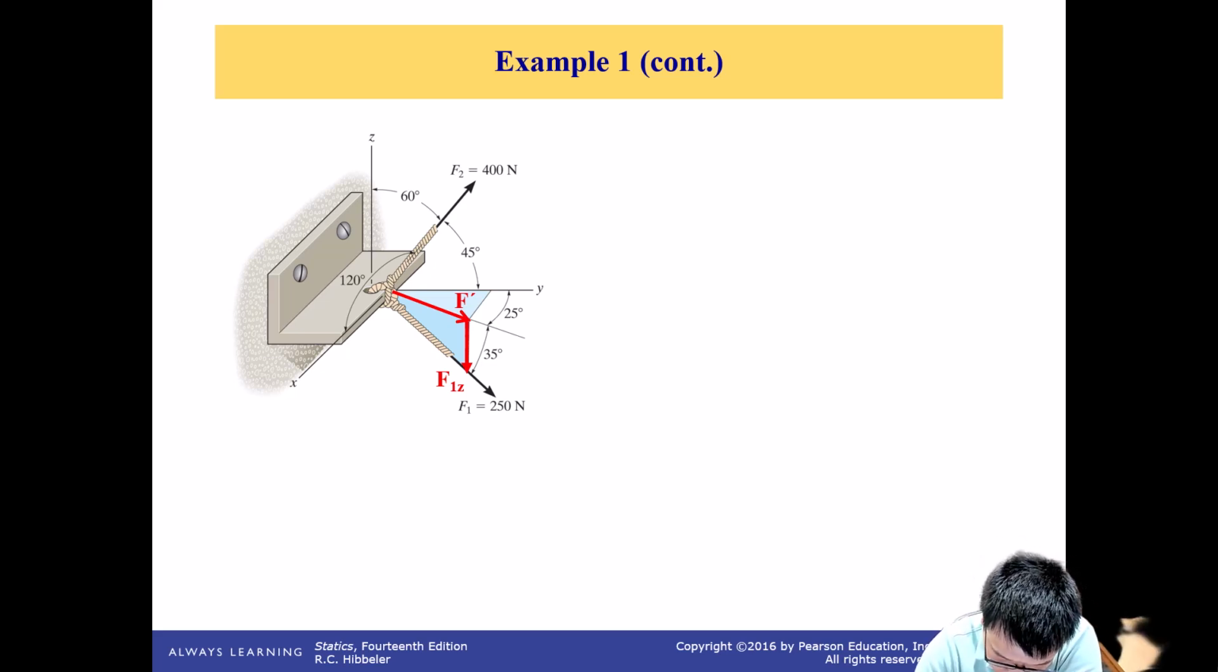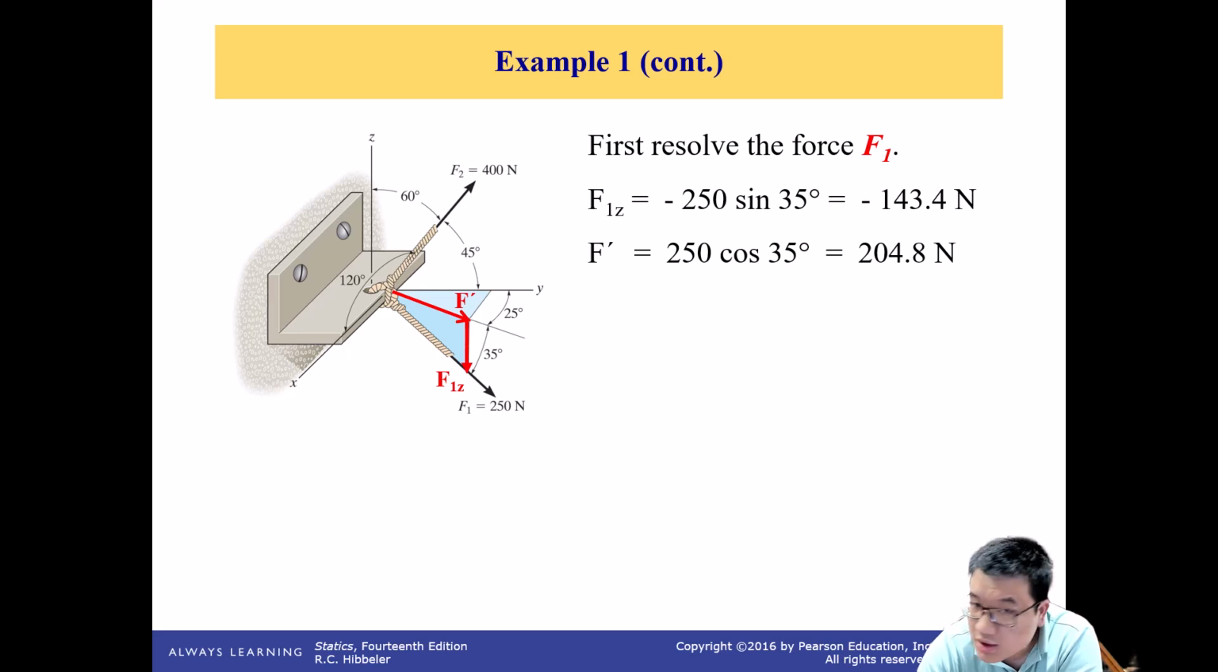So how do we resolve F1? First let's resolve F1z, which is F1's component in the z direction: 250 times sine 35 degrees. Should this be positive or negative? It should be negative, because F1's component on z is opposite to the z-axis, so it should be negative. Use a calculator to solve 250 times sine 35, and here is the answer for F1z.